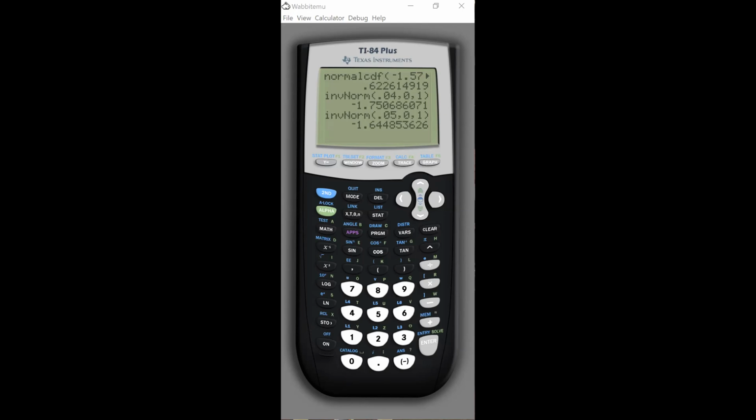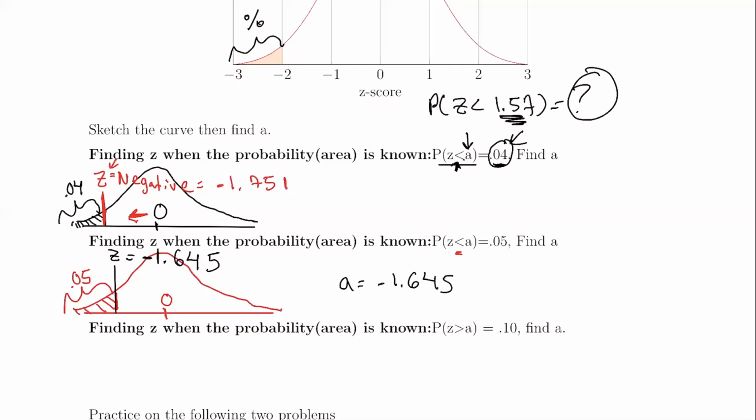And how do we write this answer? All right. Let me transition over to the, and there you go. That's how you'll write it. So you can say A is equal to negative 1.645, and that should be good. Any question in regard to the last two? All right, so let's do the last problem.